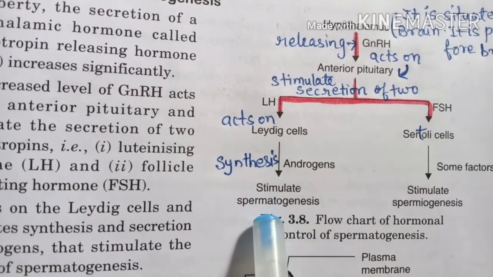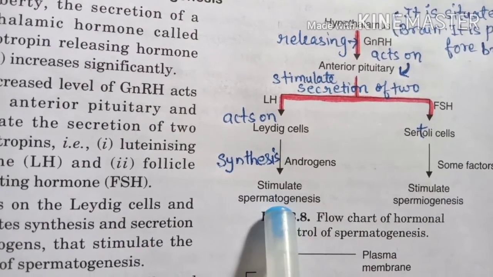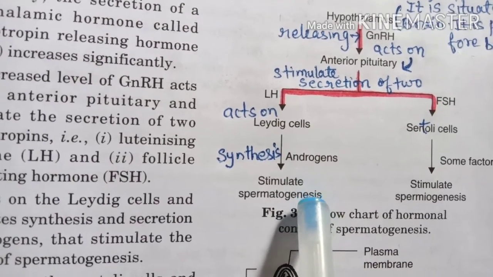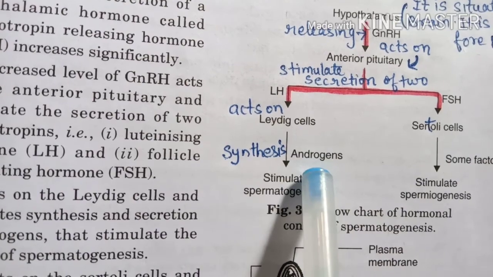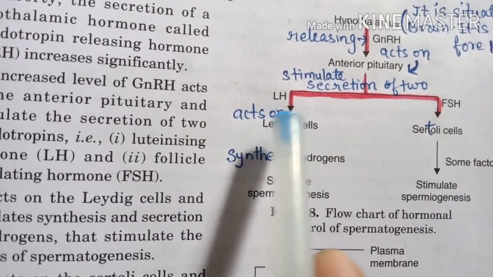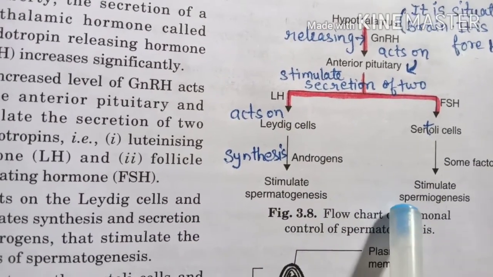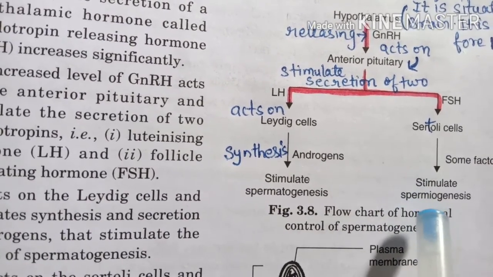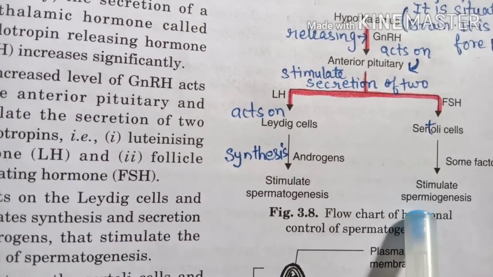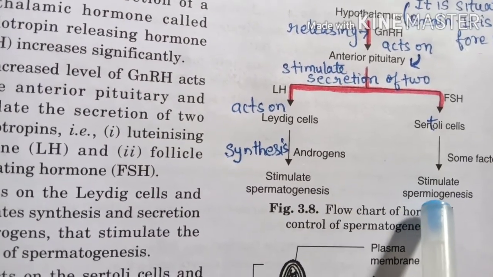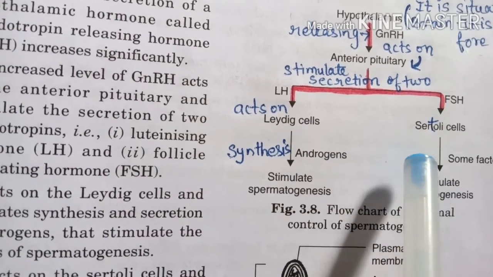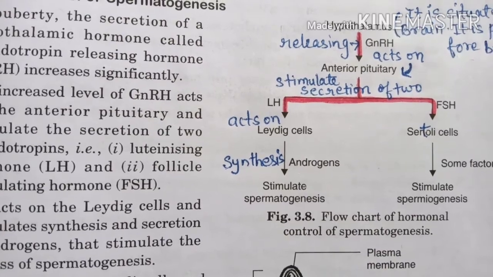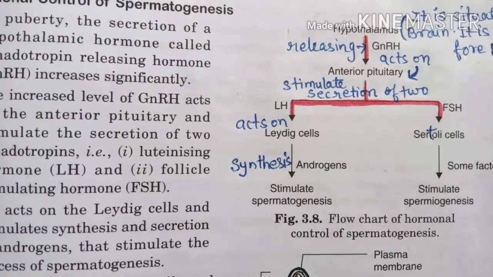Now spermatogenesis means spermatogonia convert into spermatozoa. That process can be stimulated by the androgen hormones, which are secreted under the influence of luteinizing hormone. Now this stimulates the process of spermiogenesis. Spermiogenesis is the conversion of spermatids into spermatozoa. That process is controlled by FSH, follicle stimulating hormone. So this is the flow chart of hormonal control of spermatogenesis.